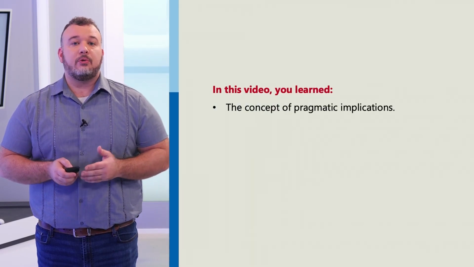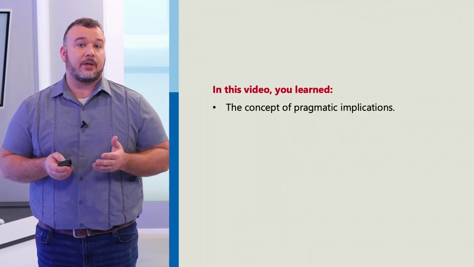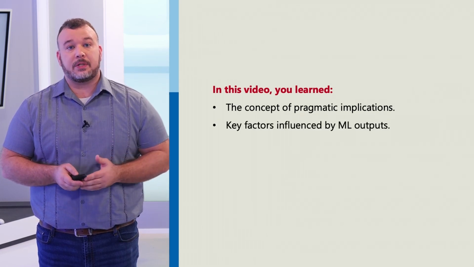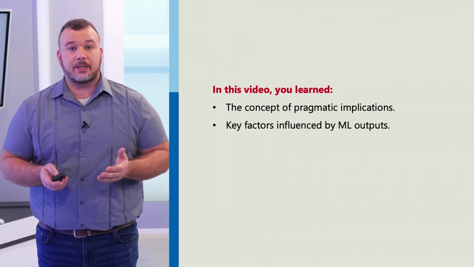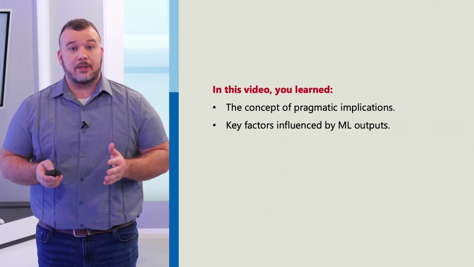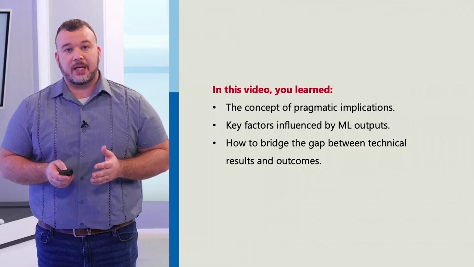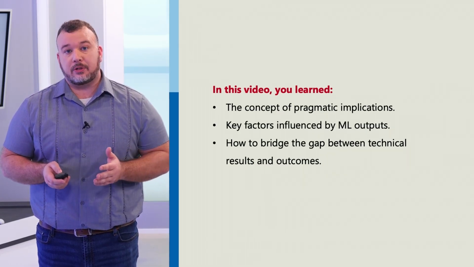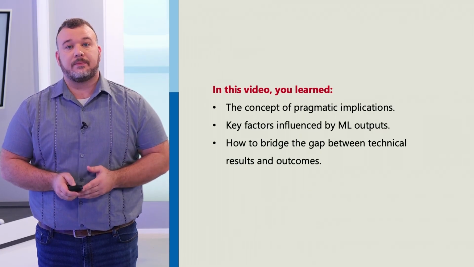In this video, you explored the concept of pragmatic implications in machine learning workflows, emphasizing their significance in real-world applications. You learned about key factors influenced by ML outputs, like user behavior or operational impacts, as well as societal effects. These highlight the broader reach of machine learning beyond mere technical accuracy. Additionally, you discovered how to bridge the gap between technical results and their societal and behavioral outcomes, ensuring that ML solutions are both responsible and impactful in a practical context.